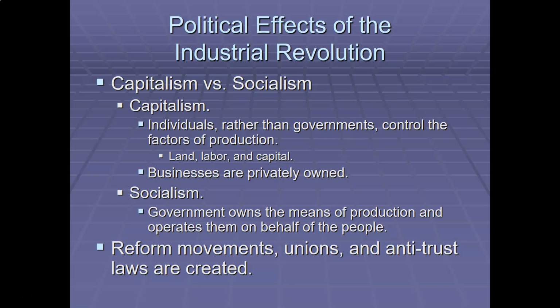All right, some political effects of the revolution, and we'll talk more about these, capitalism and socialism, and how similar and different they are. But remember, we've already talked about capitalism a little bit, but individuals are starting to control the factors of production. So land, labor, and capital. Businesses are privately owned. Socialism is where government owns the means of production and operates them on behalf of the people. So you have these two competing systems and different groups, and there are going to be movements that arise in various places throughout Europe, whether it's in England or Germany or other places, that go off of these ideas, and they conflict. And there are going to be some revolutions that we'll talk about later on in this unit that deal with the differences between these two.